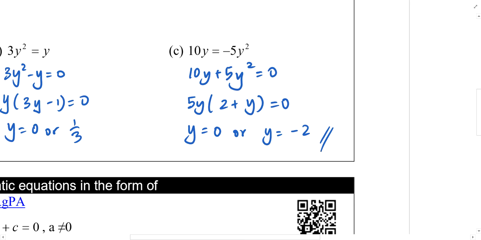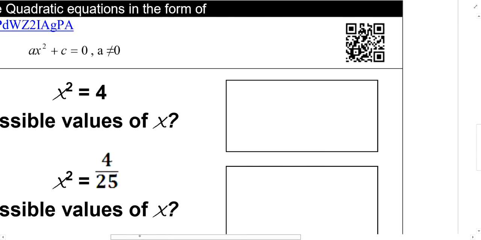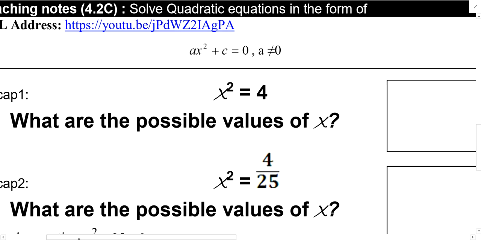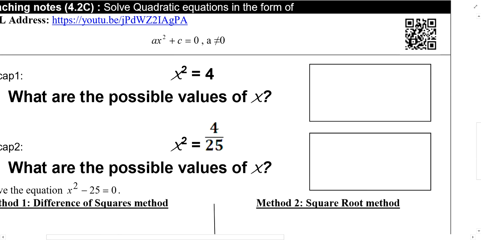A lot of things to say, huh? So radius, x squared equals 4. What are the possible values of x? x equals 2. Is that all? Or what else? Or x equals negative 2. So this is one way we write it. Another way, a little shorter, is x equals plus minus 2. Have you seen this before?